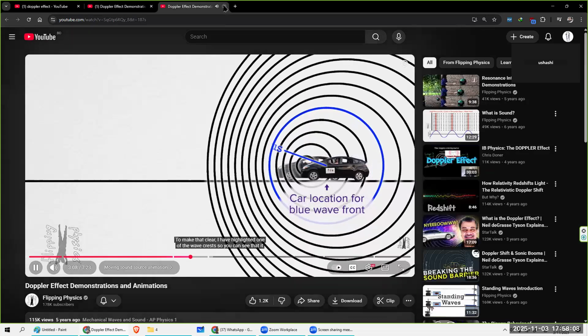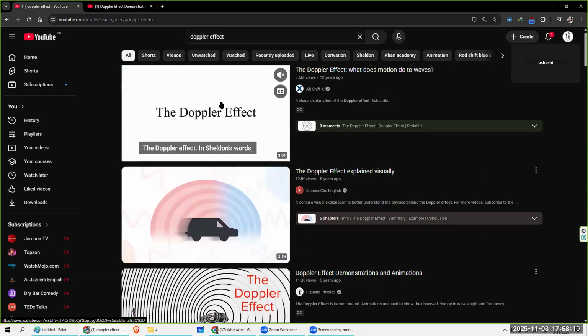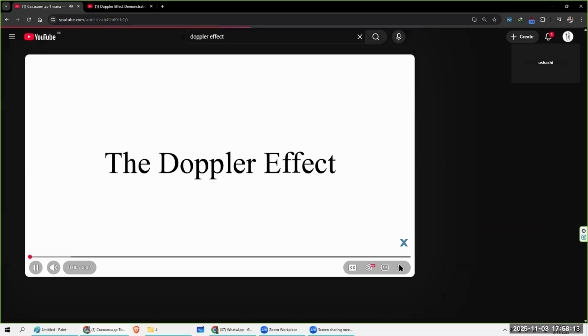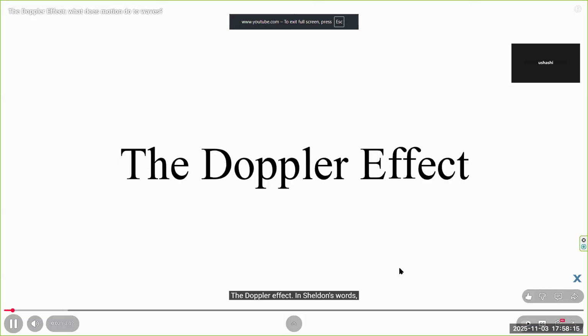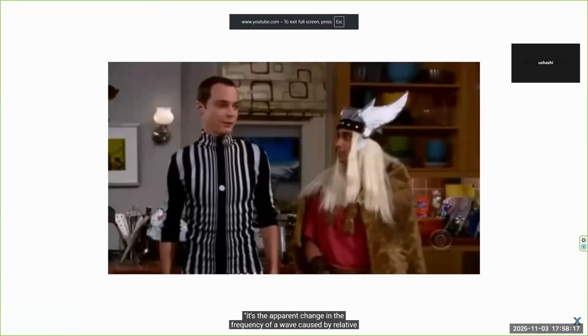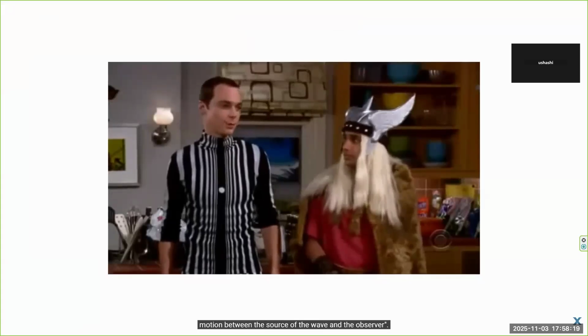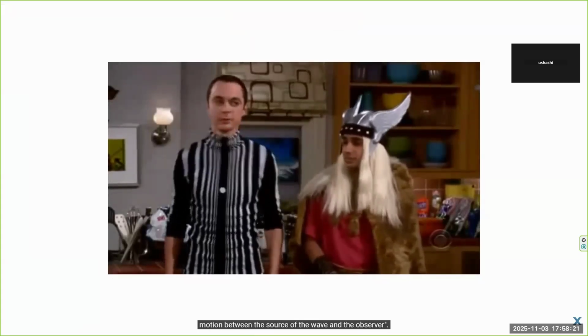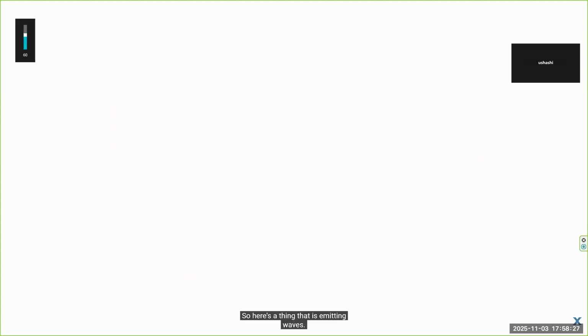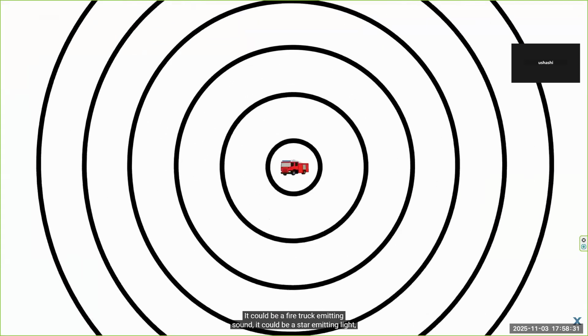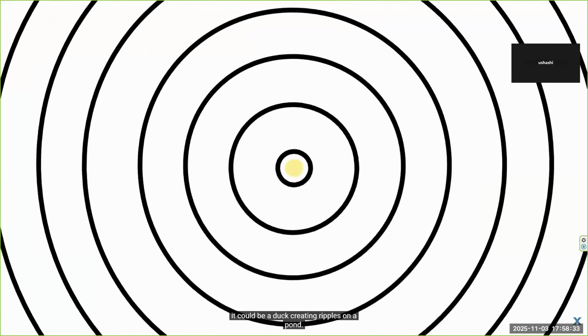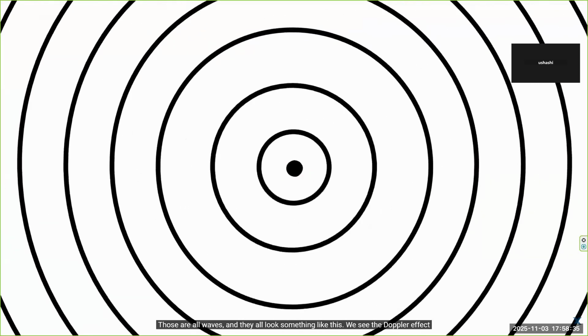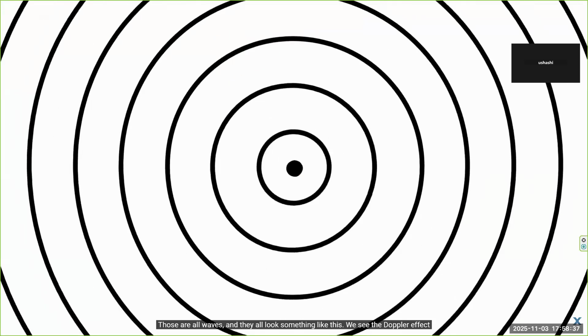To make that clear, the Doppler effect. In Sheldon's words, it's the apparent change in the frequency of a wave caused by relative motion between the source of the wave and the observer. The Doppler effect is perhaps best explained visually. So here's a thing that is emitting waves. It could be a fire truck emitting sound, it could be a star emitting light, it could be a duck creating ripples on a pond. Those are all waves, and they all look something like this.